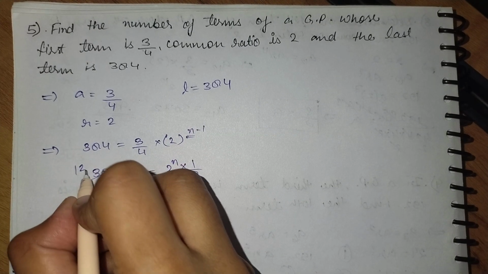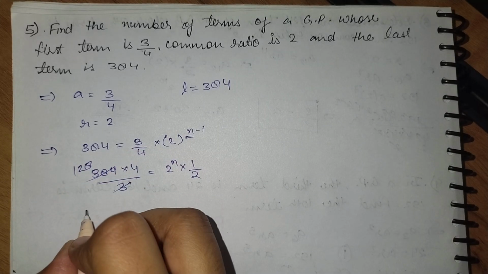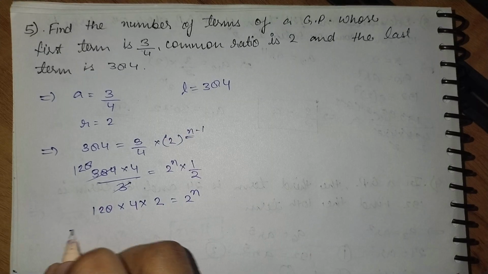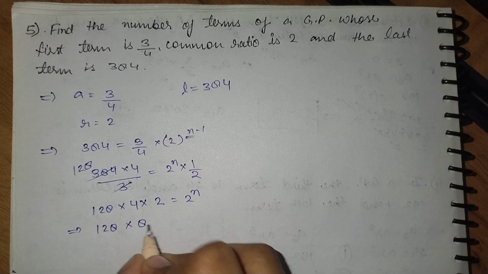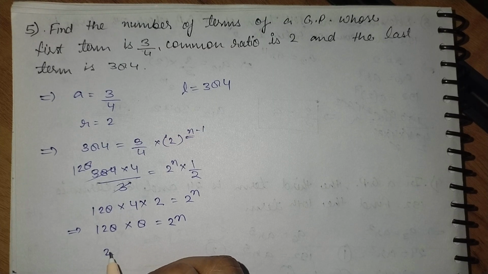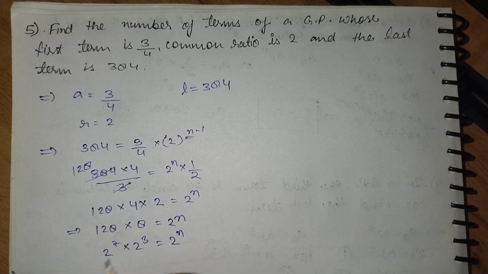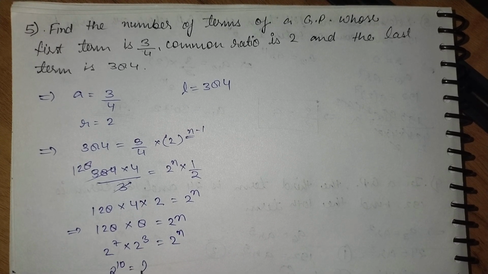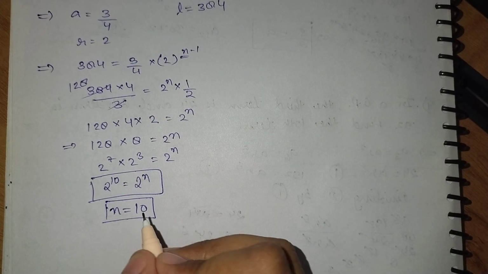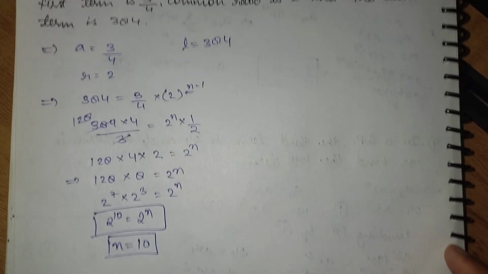Cancelling, on carrying 2, it will become 8. Again 128 multiplied by 4 into 2 equals 2 to the power n, which is 128 multiplied by 8 equals 2 to the power n. On solving this, 128 is 2 to the power 7 and 8 is 2 to the power 3, equal to 2 to the power n. On adding the powers, we get 2 to the power 10 equals 2 to the power n. On comparing, we get n equal to 10. Means 10 terms are there in this geometric progression, and this is the solution of question number 5.